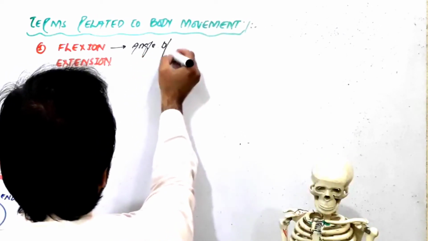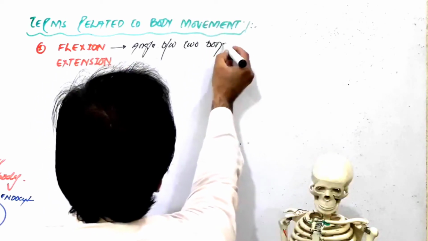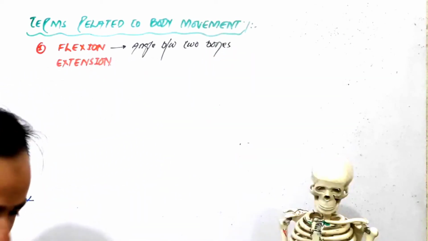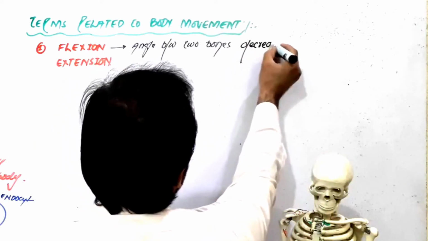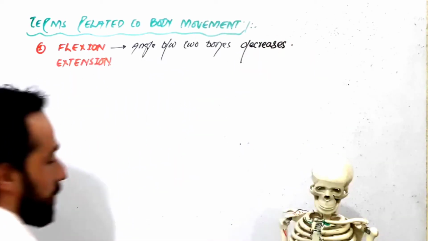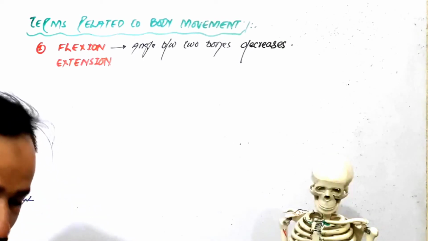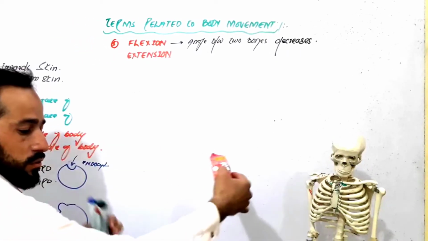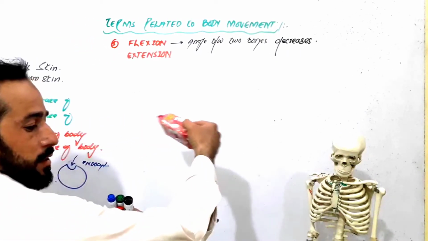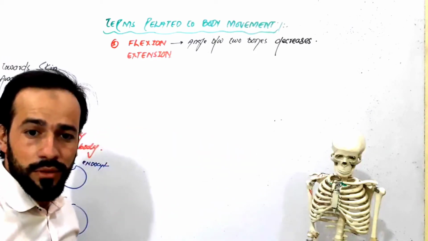The angle between two bones decreases. This is called flexion. Right. So while we are eating something, look, this is a biscuit in my hand and I'm bringing it towards my mouth. Here the angle is decreasing, right? So this movement is called the flexion movement.